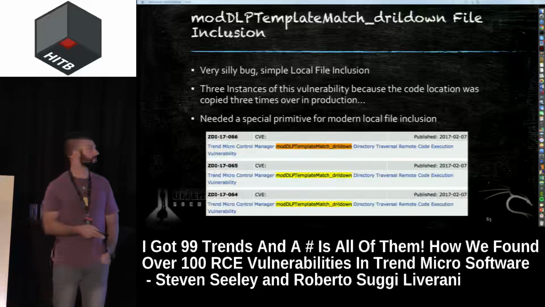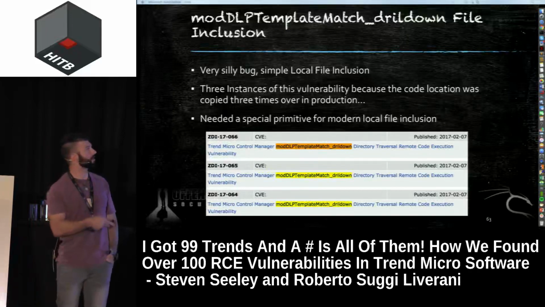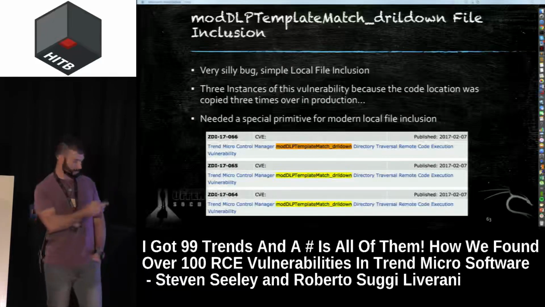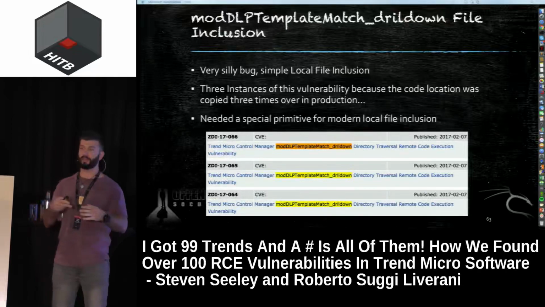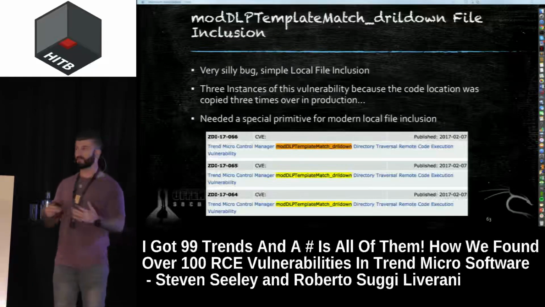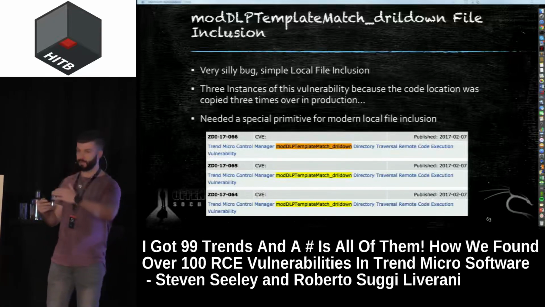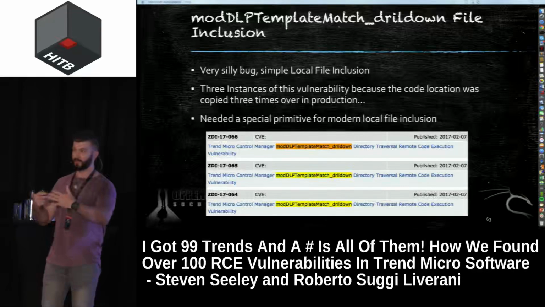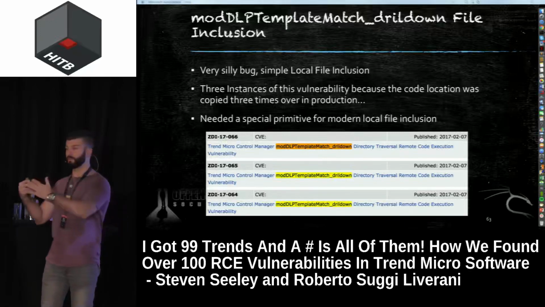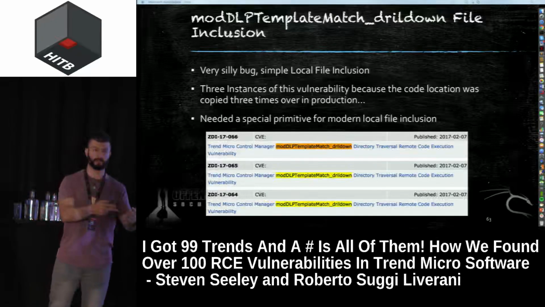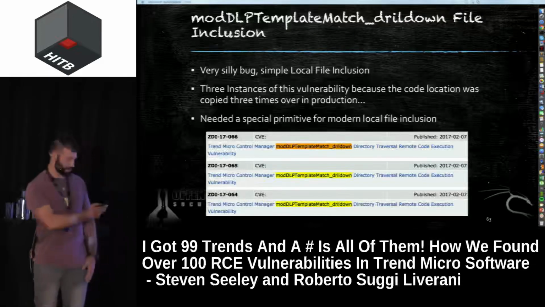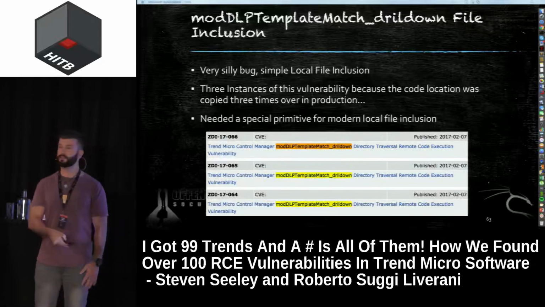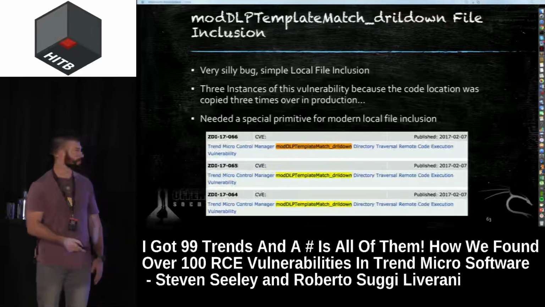Also, another bug we found was in this PHP file, this mod DLP template match drill down file. A lot of this PHP code was replicated in multiple folders. They would have a mini PHP application in one folder and the same application in another folder. So if there was a vulnerability in this particular application, it's going to be in this one and this one. They would replicate their own vulnerabilities in their own product, so there'll be three cases of this one bug.